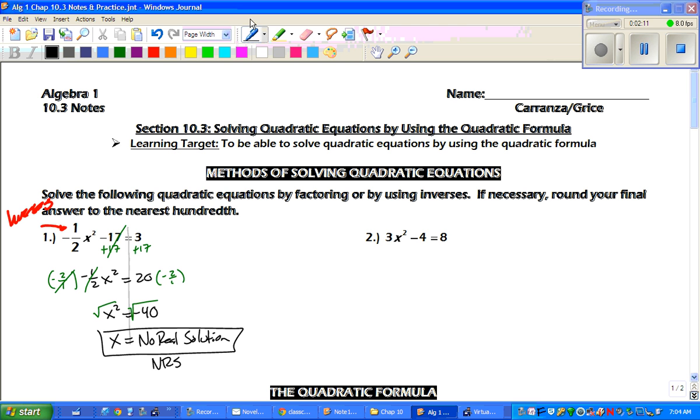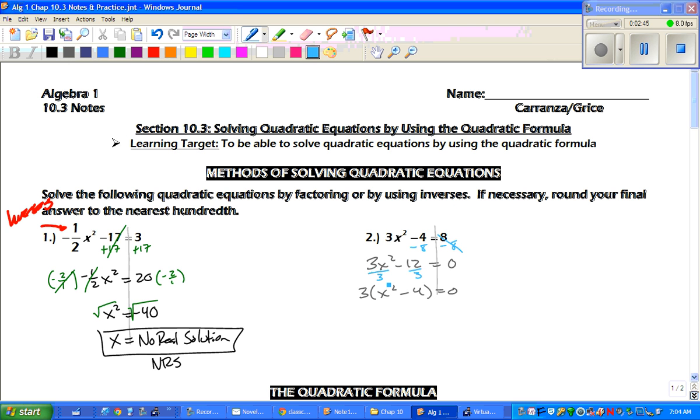Alright, so for number 2, you always want to get one side equal to 0. So we're going to subtract 8 from both sides because we want to see if we can factor. And we get 3x squared minus 12 equals 0. I see that there's a GCF between those numbers. I can take out a 3. And when we do that, we get x squared minus 4 equals 0.